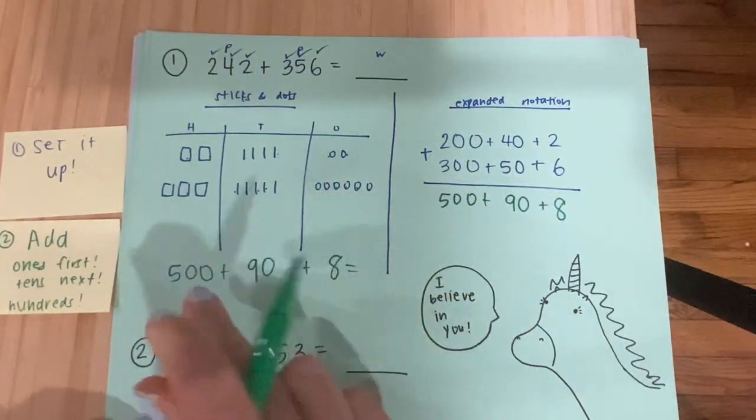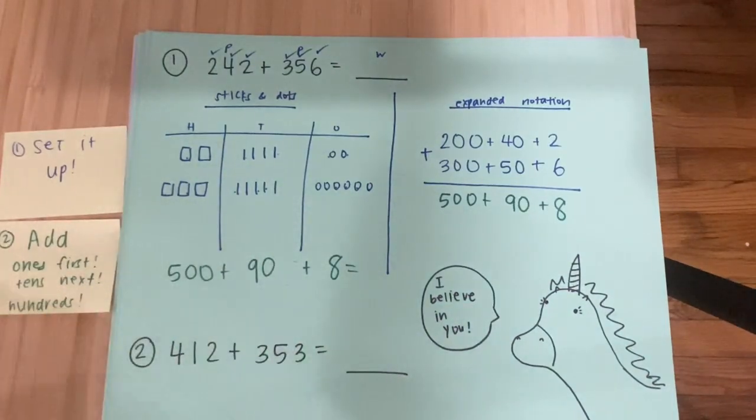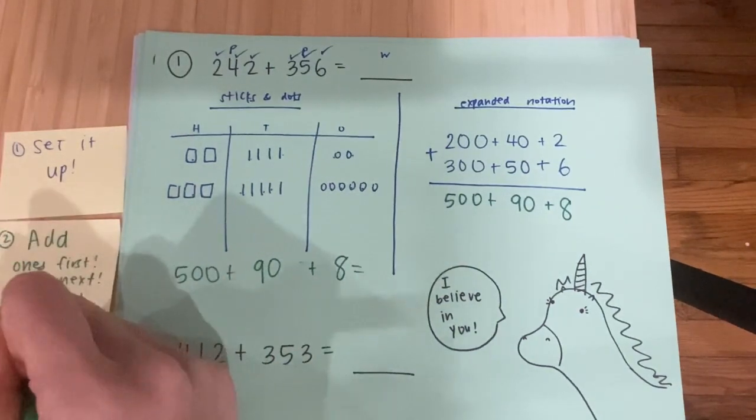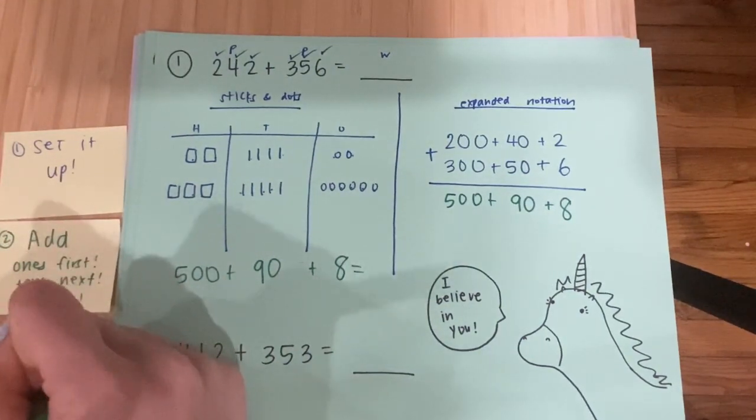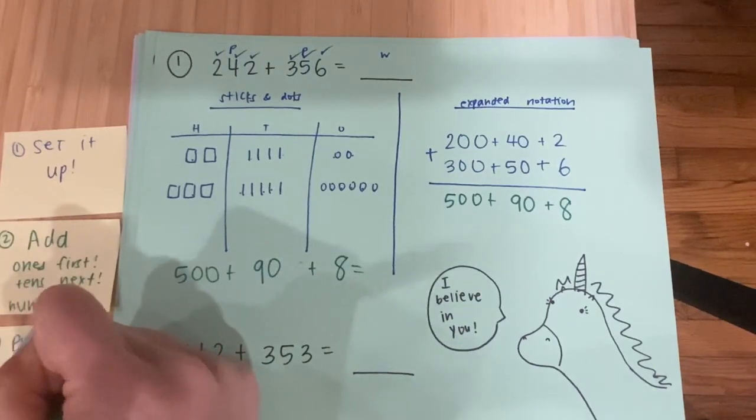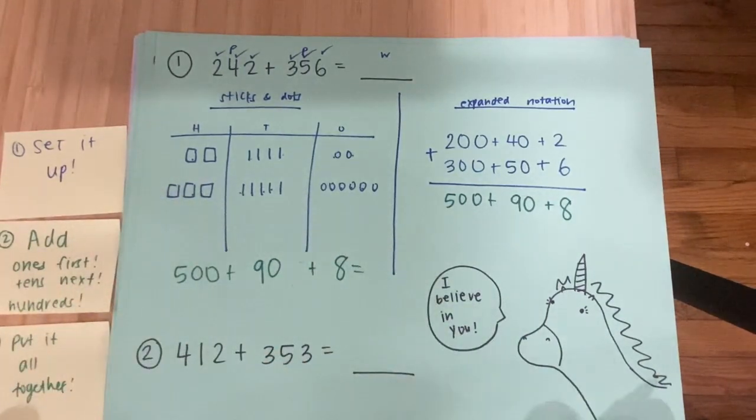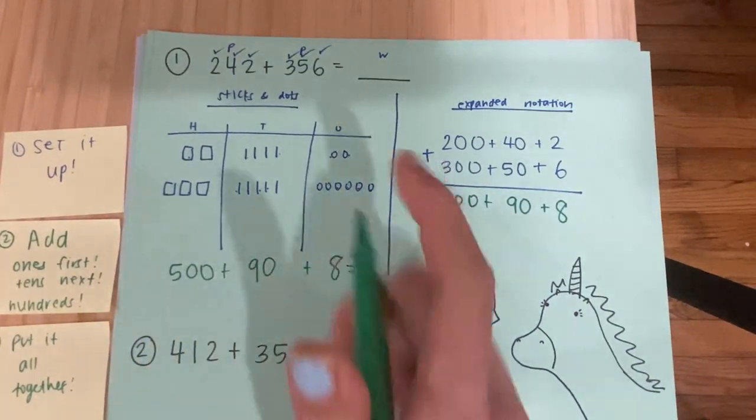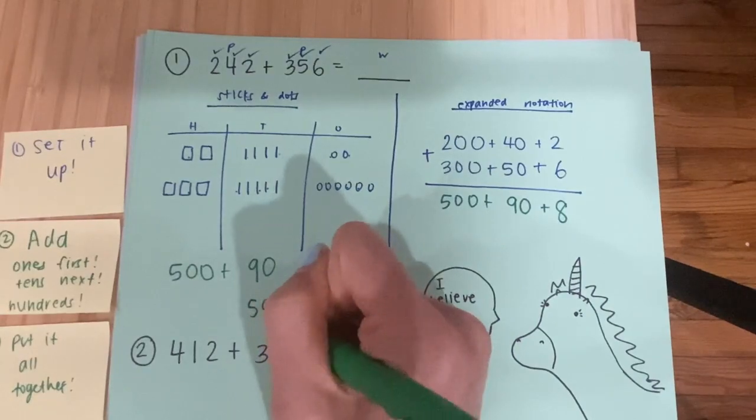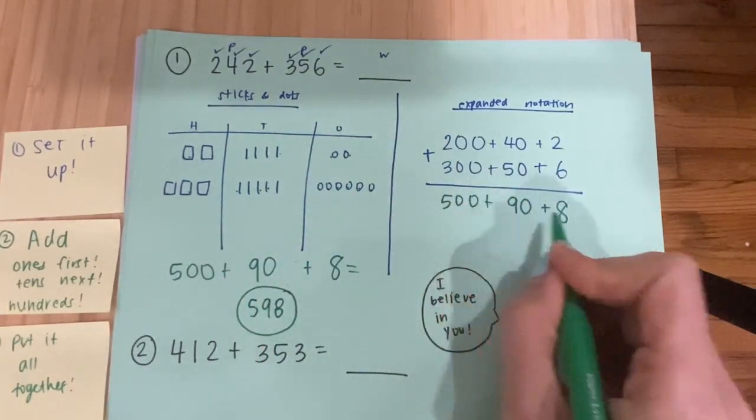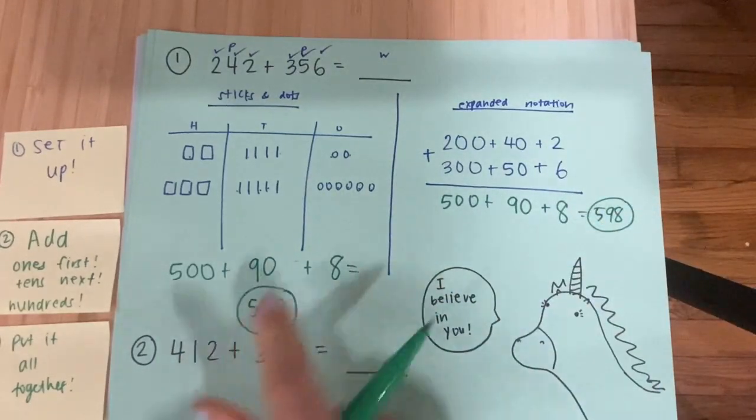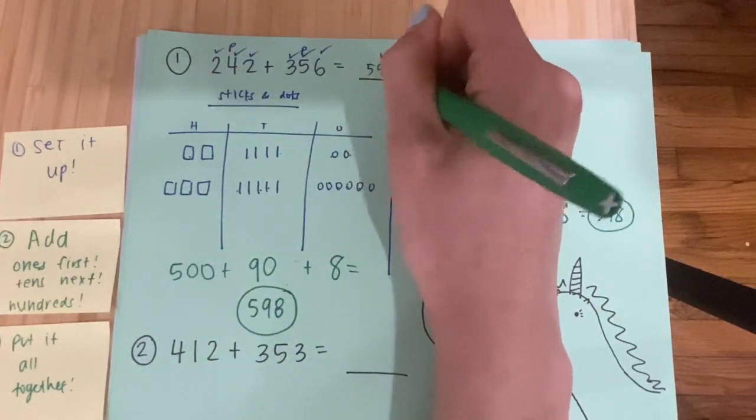Okay, now over here, 500 plus, this is my last step, is to put it all together to find my total. So 500 plus 90 plus 8 equals 598. I'm going to put my answer back in the blank.